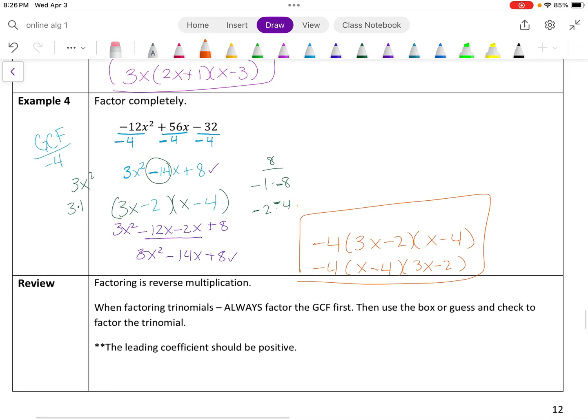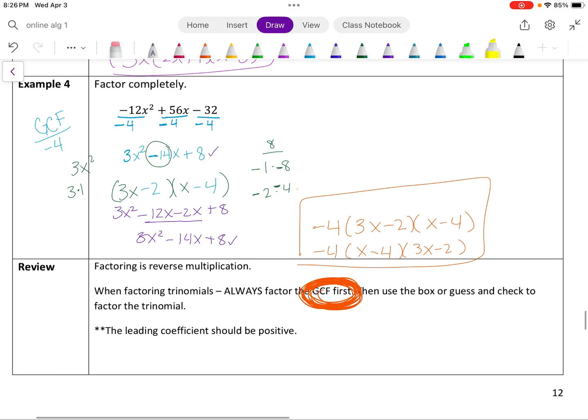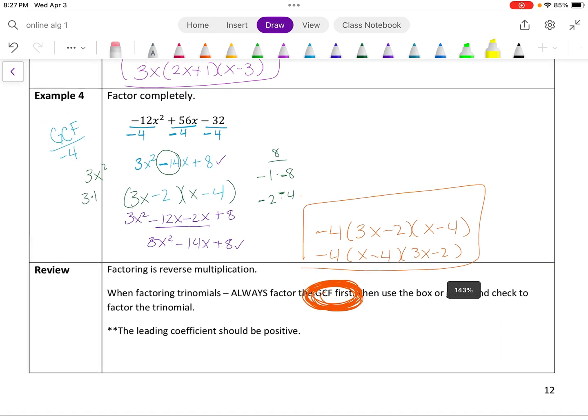All right, so factoring is reverse multiplication, and you always factor out that GCF first. If you don't factor out the GCF, it'll be more difficult to factor. In some cases, you might not be able to. Like this example 3, we wouldn't have been able to factor that with our binomials if we hadn't taken out our GCF, since it was a cubic instead of a quadratic. Okay? So always do that GCF first, and then once you've got your GCF, you can factor your quadratic.